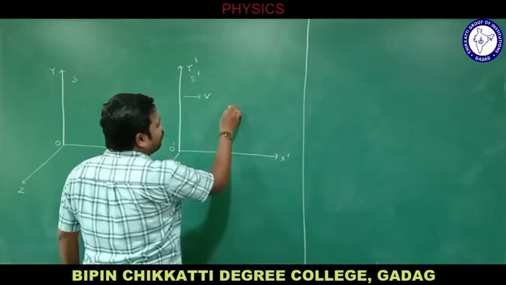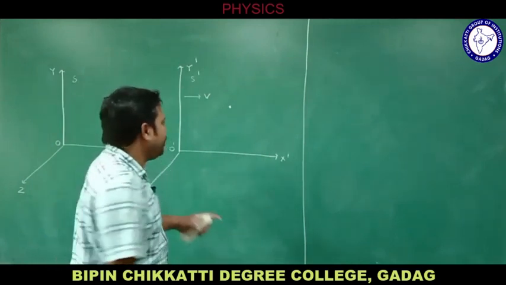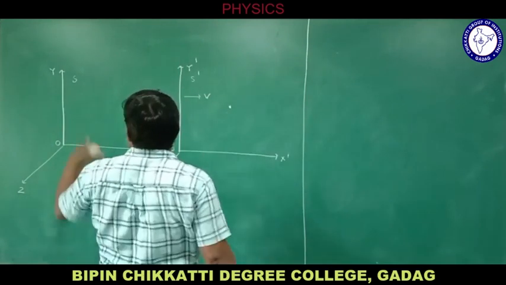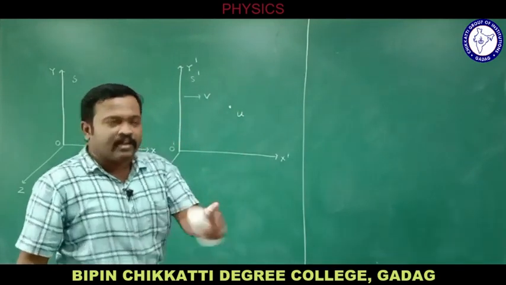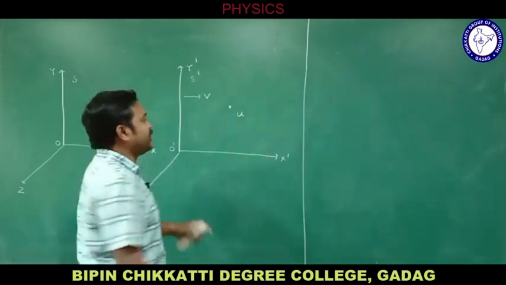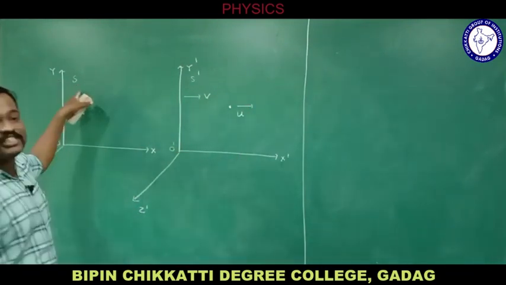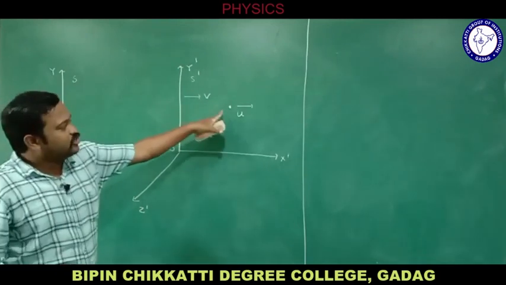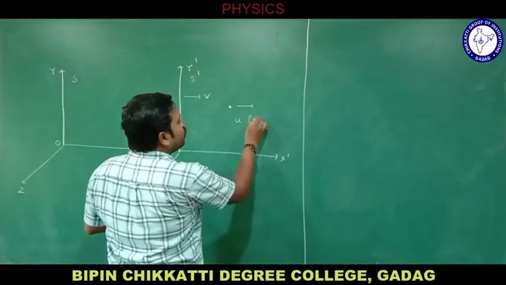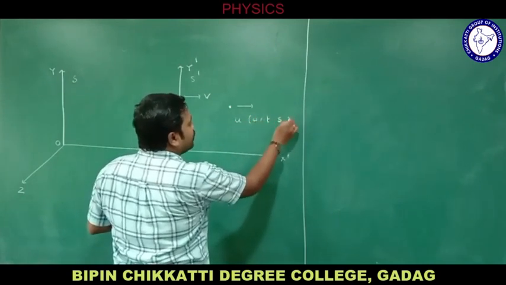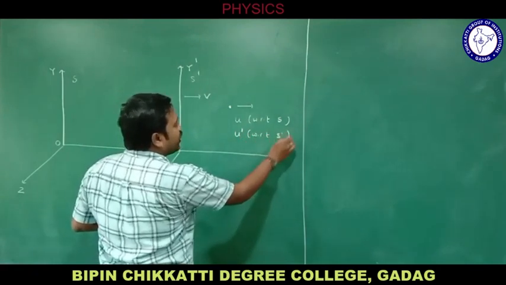Let me consider this is a point, and this point is moving along x-axis. If this particle is moving along x-axis, let me consider u, because I already considered v as the velocity of the frame. Let me consider a particle which is moving along x-axis itself. So if I see with respect to frame S, let the velocity of the particle be u, and u dash with respect to frame S dash.